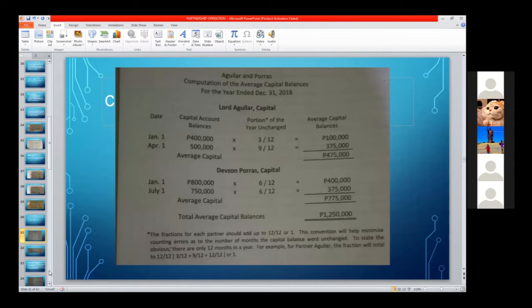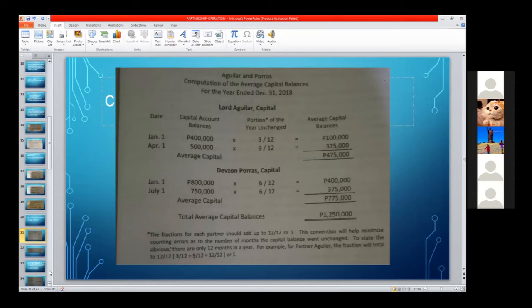Then ita-times mo siya sa 3 and then divide sa 12. Saan nakuha yung 3 over 12? Yung 3 dyan, nagre-represent siya dun sa January, February, and March. Bakit hanggang March lang? Dahil nung April 1, meron siyang 500,000. So 3 months lang. So i-divide mo siya sa 12, you will get 100,000. 400 times 3 over 12, 100,000.